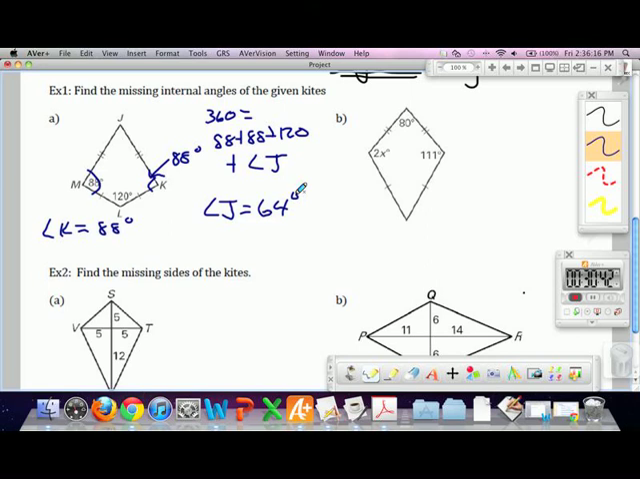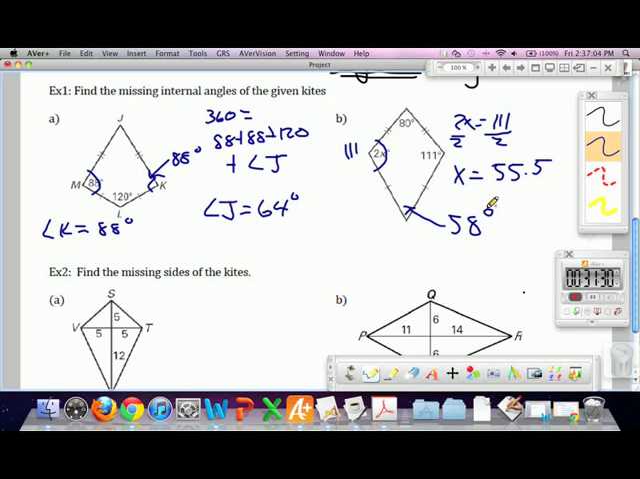So 2x has got to be the same as 111. 2x is 111, divided by 2, x is what here? 55.5. So this is going to be 111. This is 111. So we have 222 plus 80 is 222 plus 180 is 302. So then what's this angle? Again, same idea. Add the three angles together, subtract that from 360, and we'll get our missing angle.